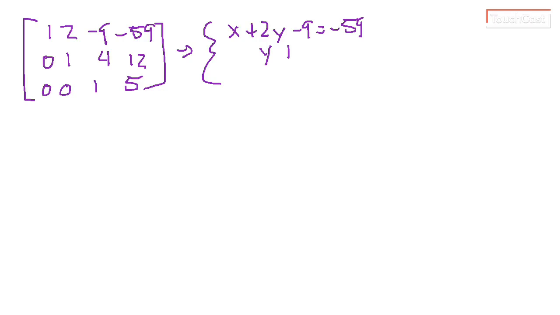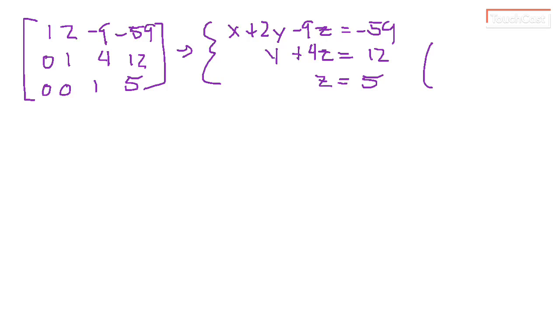In fact, I forgot to put something with that -9. That -9 should be multiplied by z, then equals -59. And then our second equation is y plus 4z is equal to 12, and then our last equation is z equals 5. So we know for our solution, at least the z term is 5.